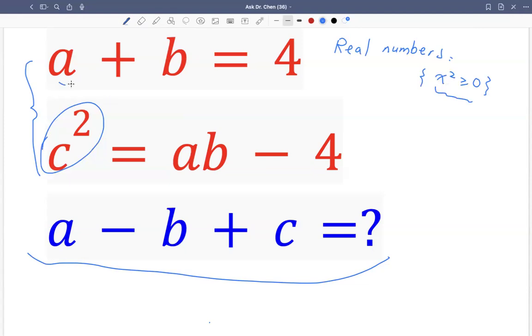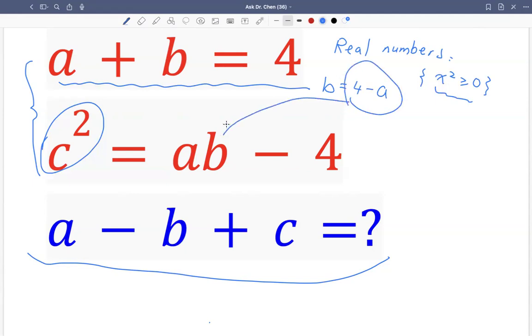Now, how do we use this first equation to form another square? Let's rewrite the first equation as b equals 4 minus a. Then we substitute this b value, 4 minus a, into the second equation. So then we get c squared equals a multiplied by 4 minus a, minus 4. Simplify this equation, we get c squared equals 4a minus a squared minus 4.